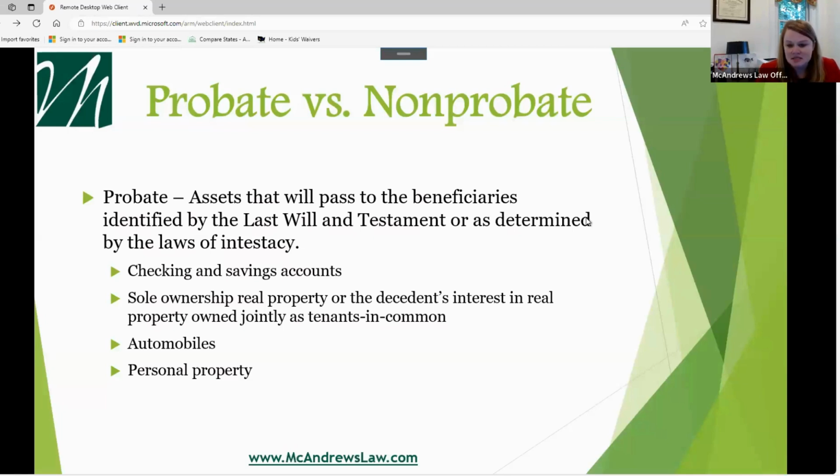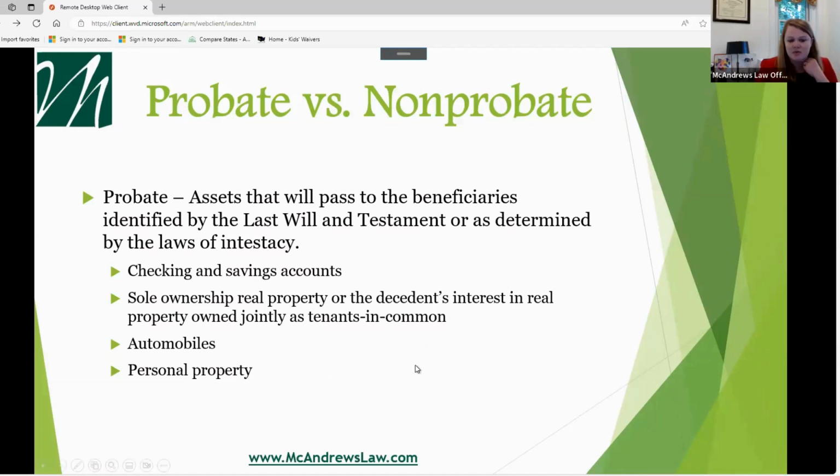So these are assets that are in your name alone that don't have a beneficiary designation or do not have a joint owner. So typically they are checking accounts, savings accounts, real property that's owned individually or as tenants in common. So each owner owns their individual share and there isn't a right of survivorship where the property passes automatically at death. Cars, personal property, all of those things are considered probate assets.